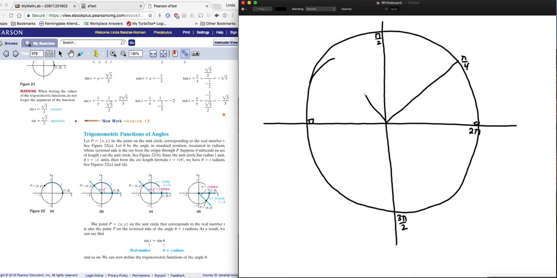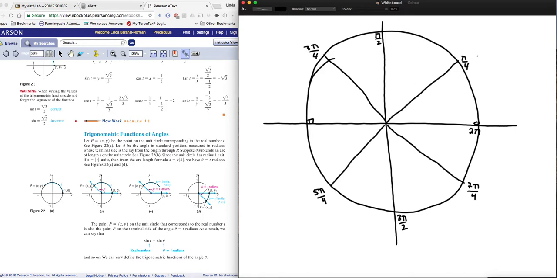This one was 3/4, so that's going to be 3 pi over 4. This one was 5/4, so 5 pi over 4. And this one was 7/4, so that is 7 pi over 4. Now we saw before, a few pages back, that pi over 4 is 45 degrees. All right, every single one of these angles with a denominator of 4 is a 45-degree angle.